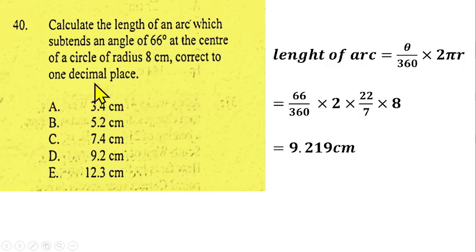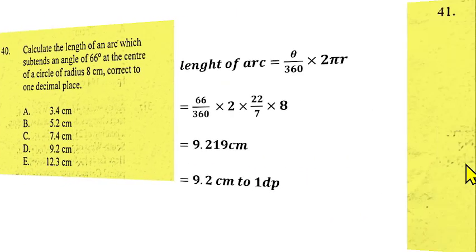Don't forget this is an objective question, so you don't need to show much workings. Since you need to pick your answer, just use the calculator from here. It will give us 9.219 centimeters, which is 9.2 centimeters to 1 decimal place, and that makes option D the right answer for question number 40.